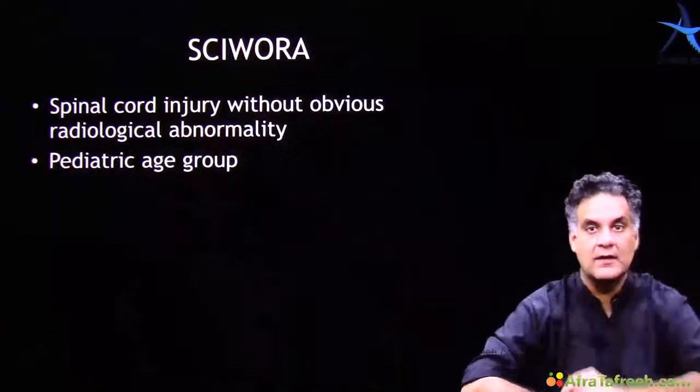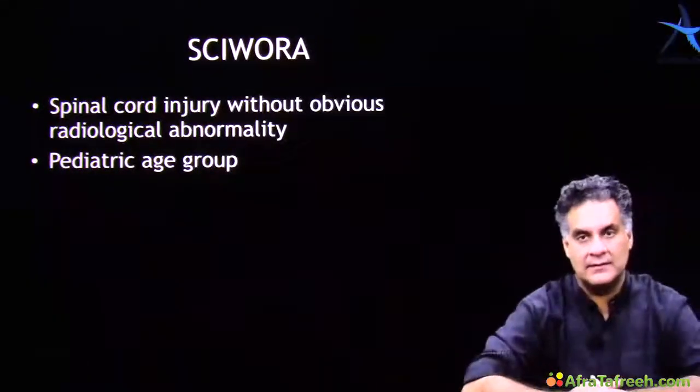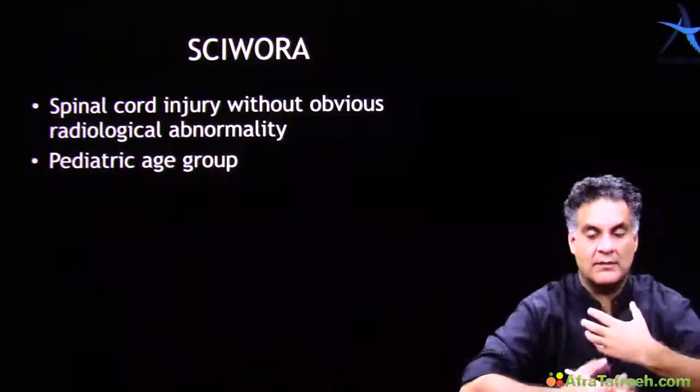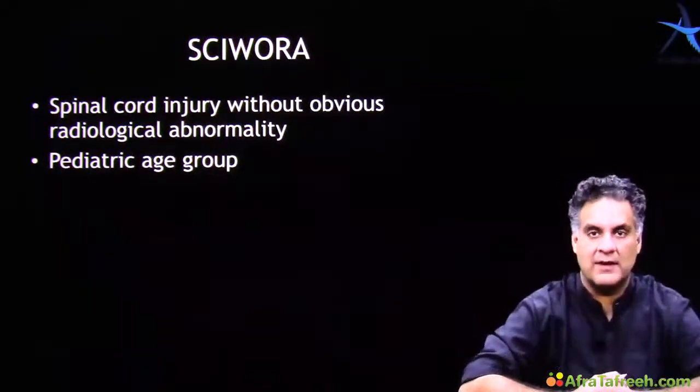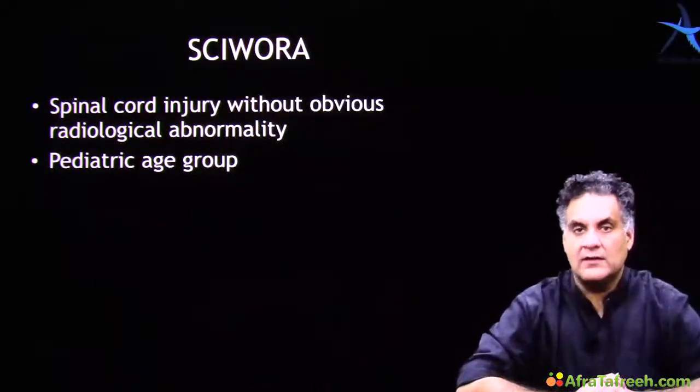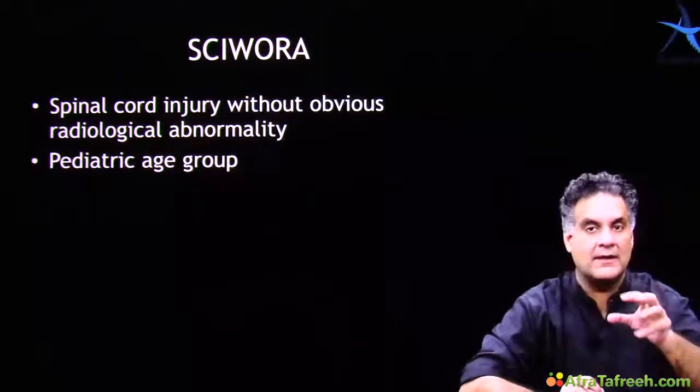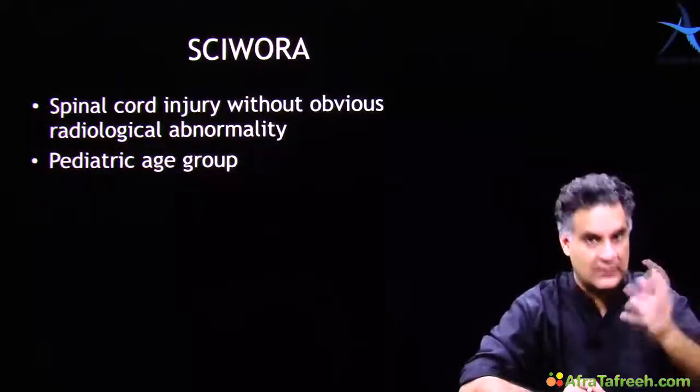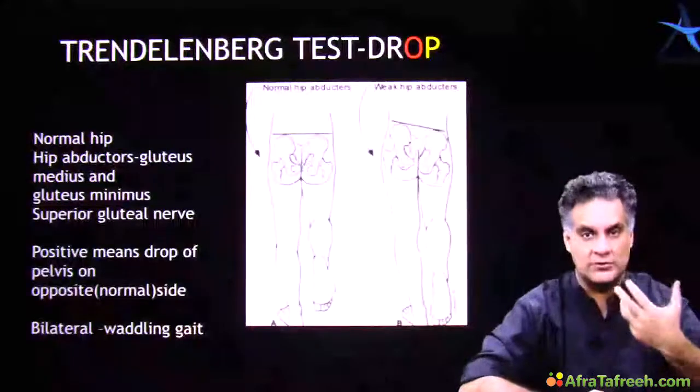Sometimes in children, because of the flexibility of the spine, there is no damage to the vertebra, but the neural tissues can be disrupted. This is called spinal cord injury without obvious radiological abnormality. The word radiological here means X-rays, not MRI, because MRI will obviously show you changes.